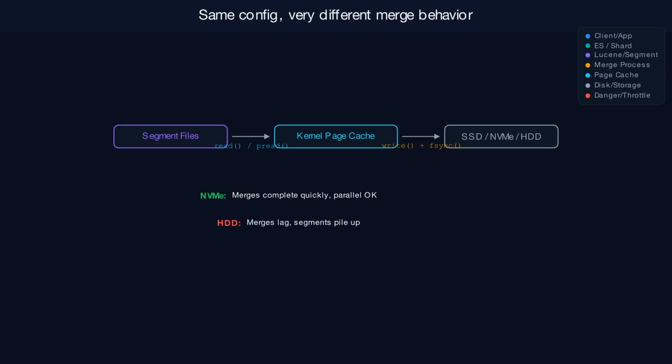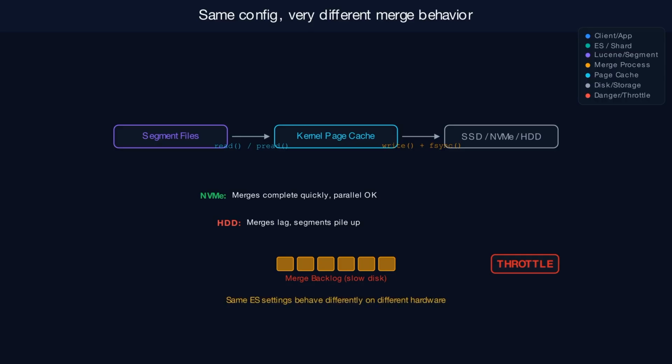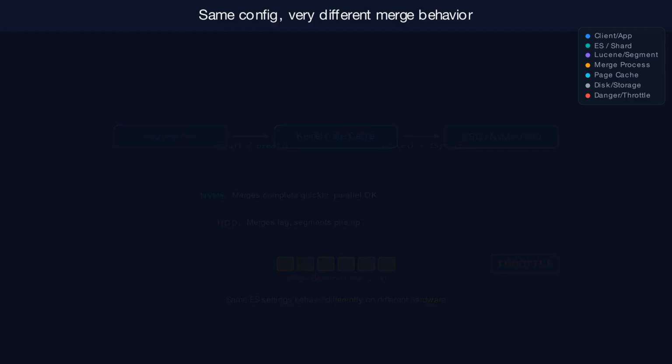On fast NVMe SSDs, merges complete quickly and can run in parallel. On slower disks, merges lag behind, segment counts rise, and eventually Elasticsearch may throttle indexing because the merge backlog grows too large. This is why the same Elasticsearch settings can behave very differently on different hardware.